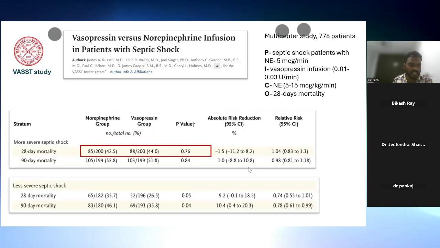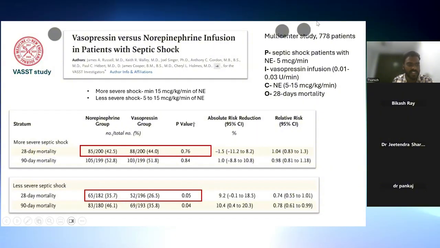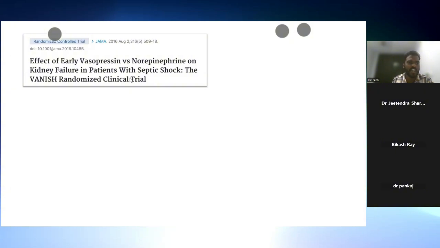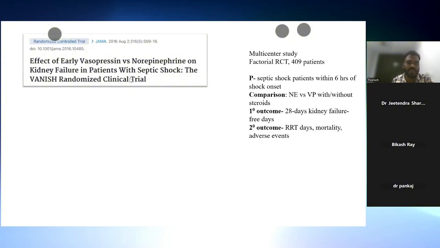But they did a subgroup analysis also in a separate study. In a subgroup analysis, in a separate stratum with the less severe septic shock, the study showed a significant difference in 28-day mortality and also in 90-day mortality, that we can see from here. So the stratum they defined as less severe shock is patients in whom the norepinephrine levels are 5 to 15 mcg per kg per minute, and more severe shock as a minimum of 15 mcg per kg per minute of norepinephrine.